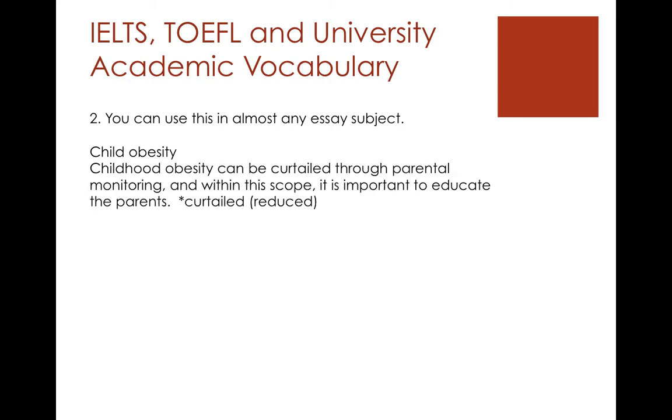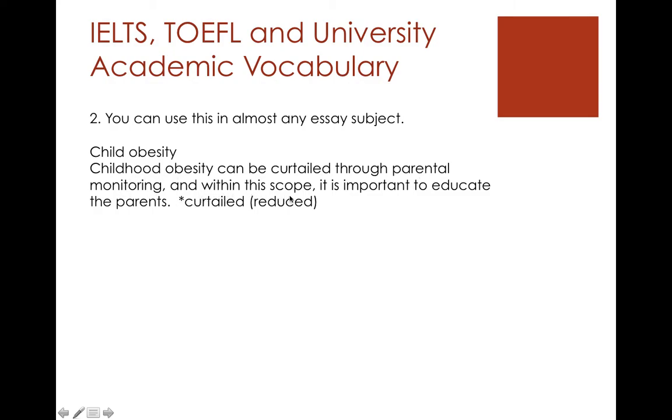Child obesity. Childhood obesity can be curtailed through parental monitoring, and within this scope, it is important to educate the parents. So a lot of good stuff for your marks here. First of all, curtailed means reduced. So childhood obesity can be curtailed or reduced through parental monitoring. Now you notice I have the AL here. That is the adjective, parental monitoring.